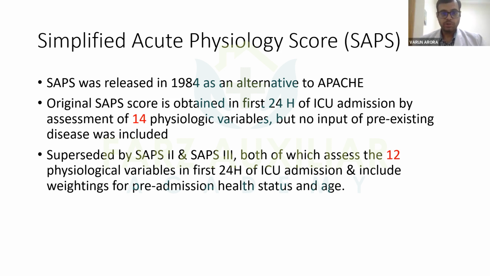This score was superseded by SAPS 2 and SAPS 3 score, both of which assess the 12 physiological variables in the first 24 hours of ICU admission, and these two include the weightings of pre-admission health status and age. The original SAPS, that is the SAPS 1, did not include the input of pre-existing disease.